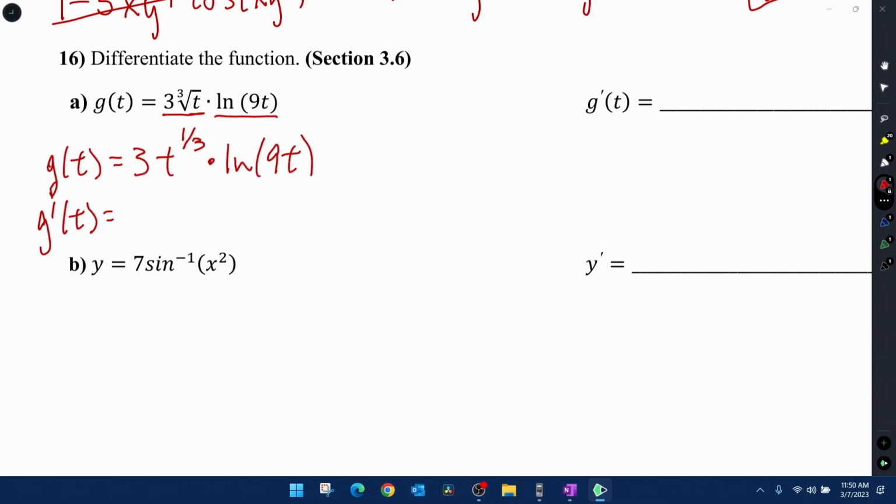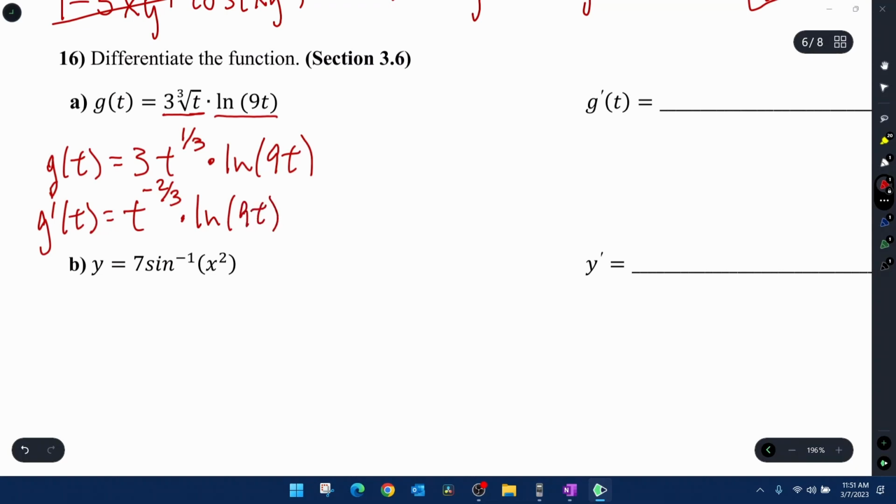We're going to do the product rule. So the derivative of the first means I'm going to have to multiply the exponent times the coefficient. What is 1/3 times 3? 1. T to the 2/3, right? Because I have to subtract 1 from the power. 1/3 minus 1 is a negative 2/3. I'll fix that in a minute. That is the derivative of the first times the second, plus the first times the derivative of the second.